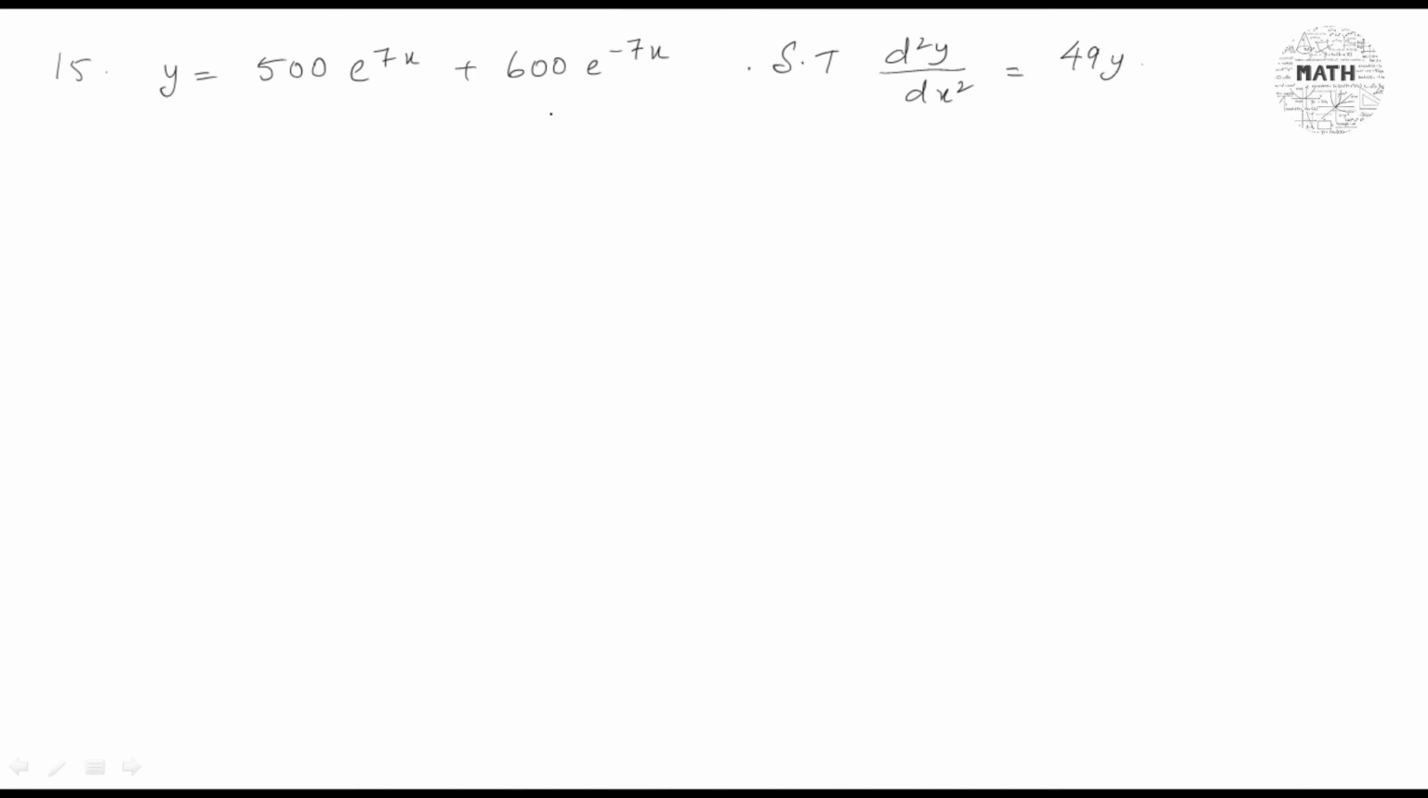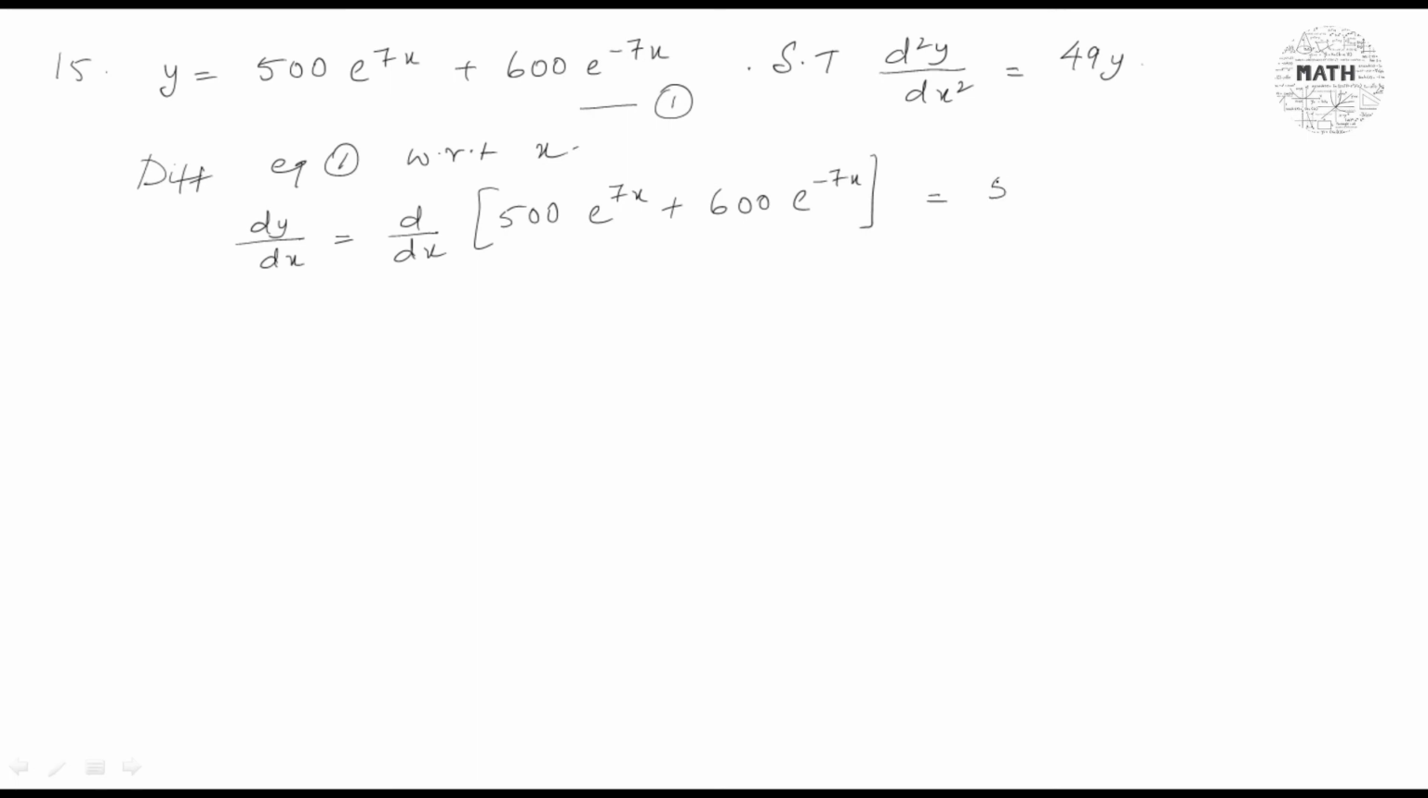Alright, again the same thing. If I differentiate equation 1 with respect to x, I'll get here dy by dx, which is nothing more than d by dx of 500 e to the power 7x plus 600 e to the power minus 7x. So which would be 500 e to the power 7x into d by dx of 7x. Why? Because there's a 7x. And then similarly, if I differentiate this one, I'll get here 600 e to the power minus 7x, but there's a minus 7x. I have to differentiate once again.